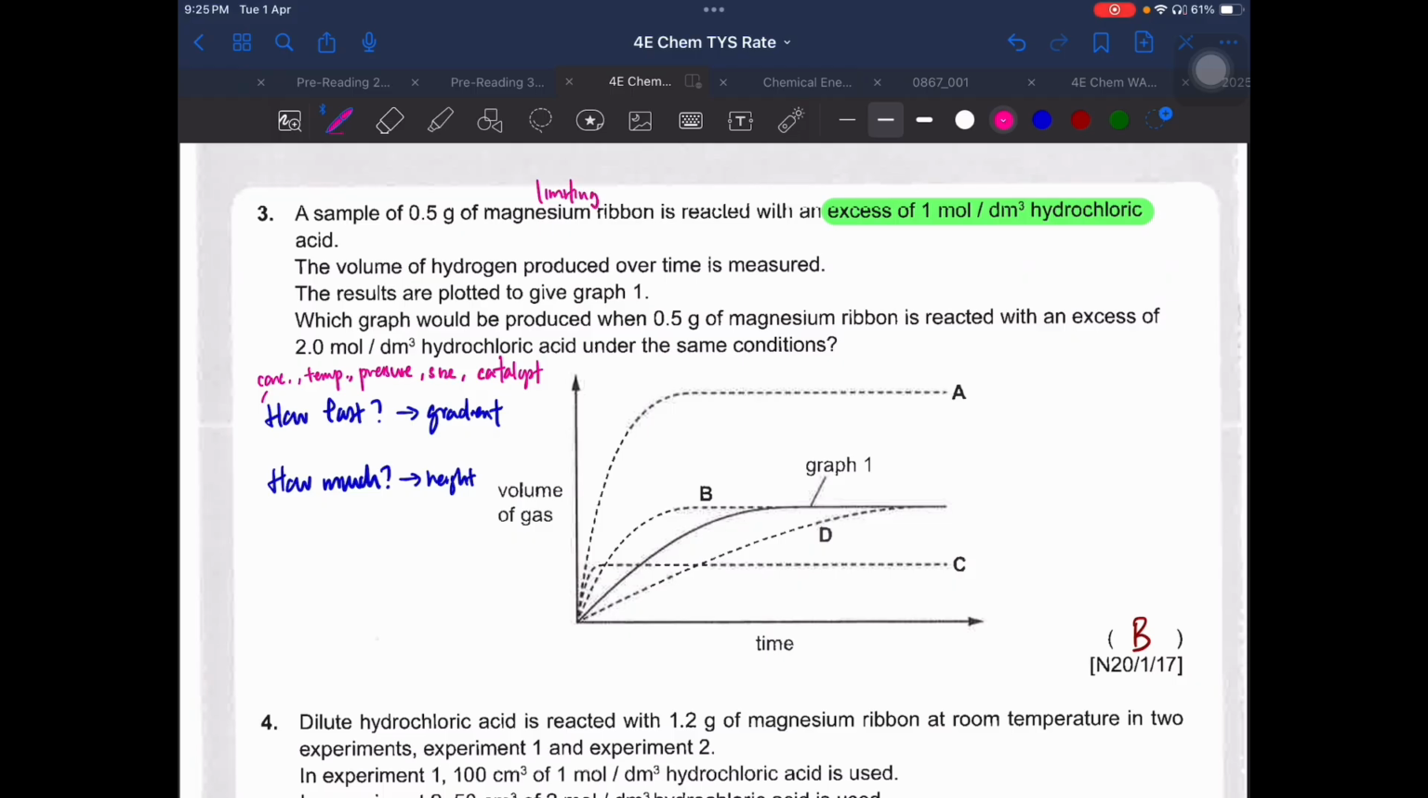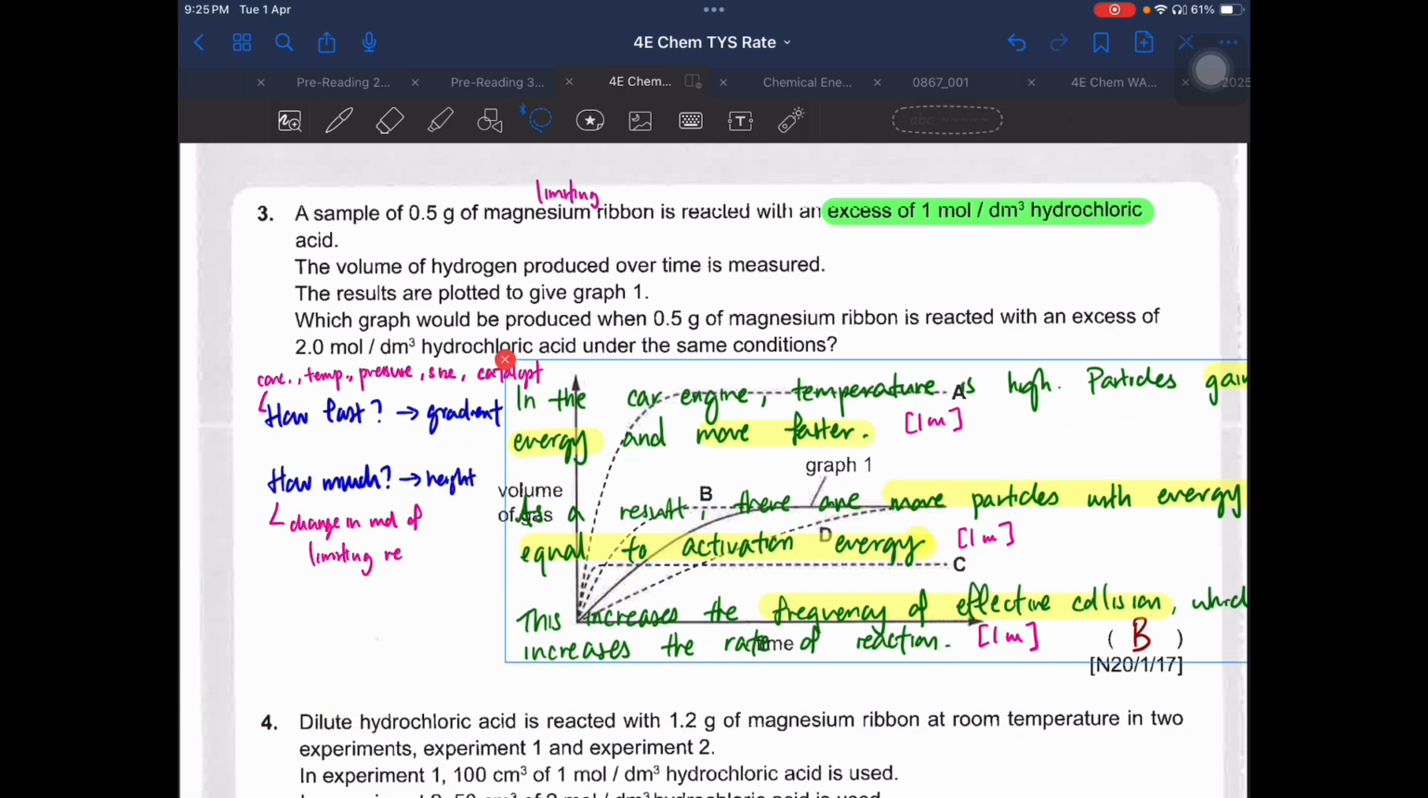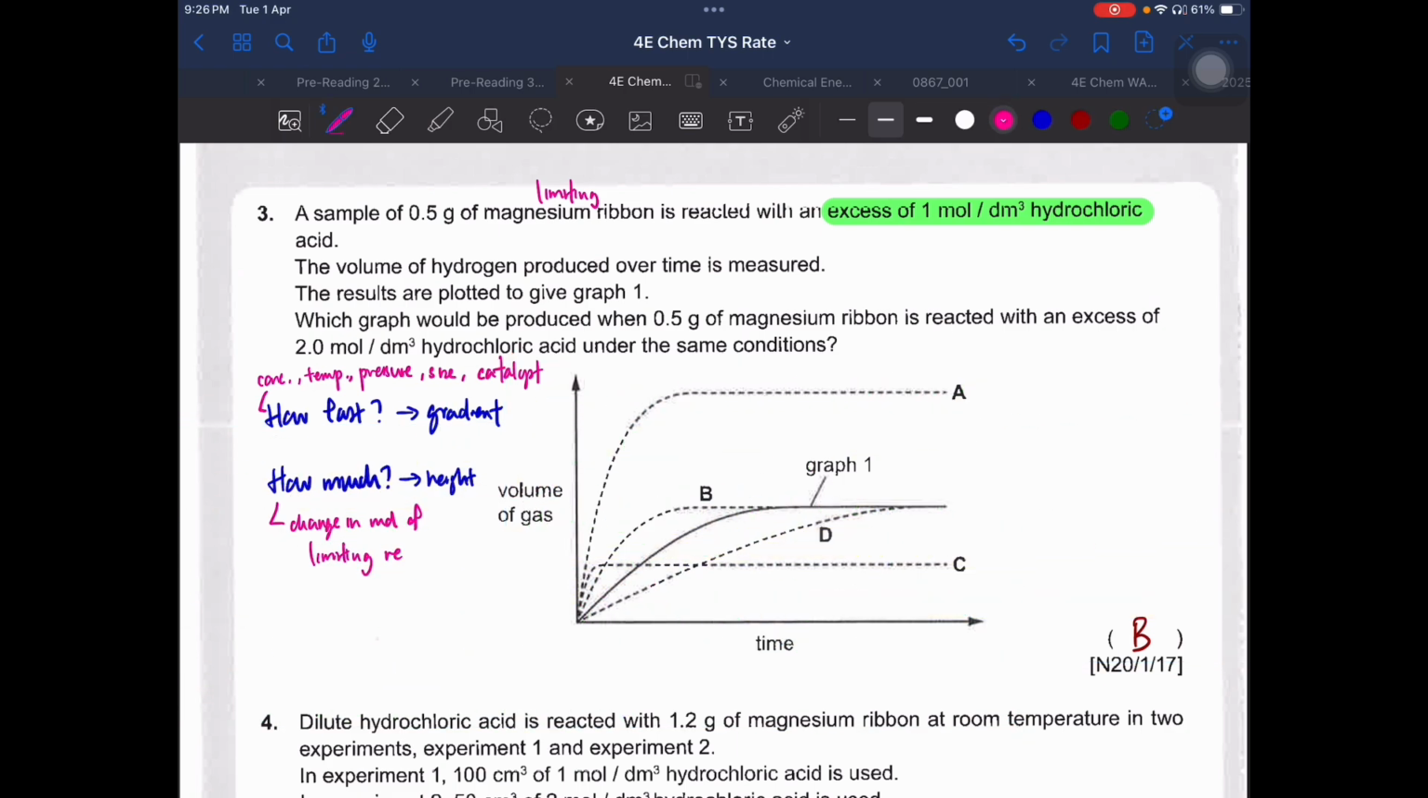So that's a how fast question that we need to answer eventually if we are looking at there being a change in concentration, temperature, pressure, size, or catalyst. Now, a how much question will only be affected if there's a change in mole of limiting reactant. Why only limiting but not excess? Because we know that excess chemicals don't affect the amount of product. It's the limiting reactant that affects the amount of product.